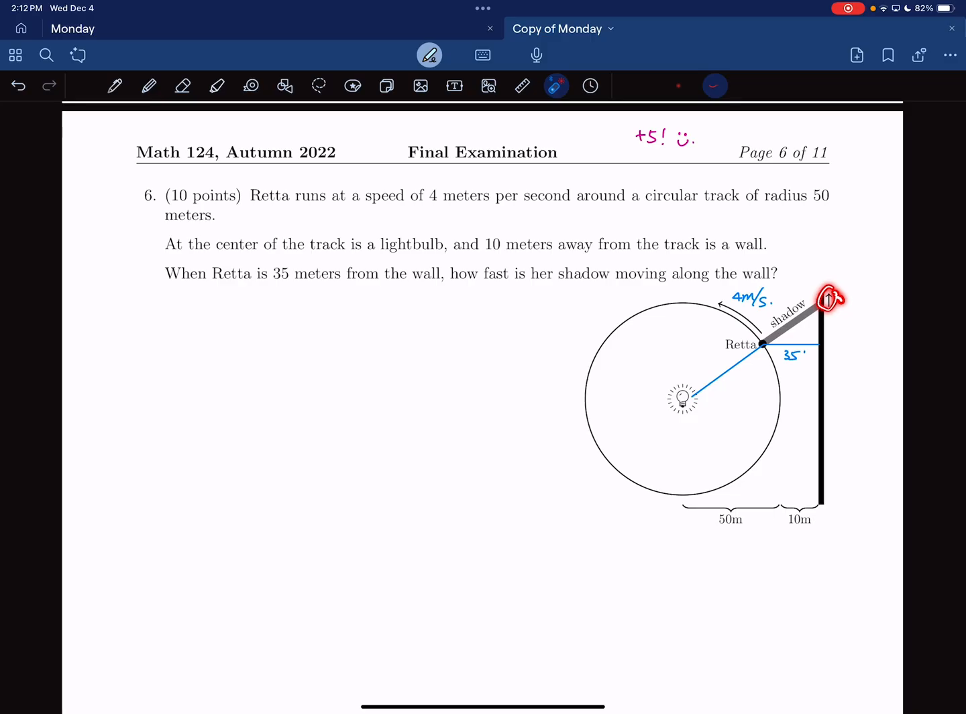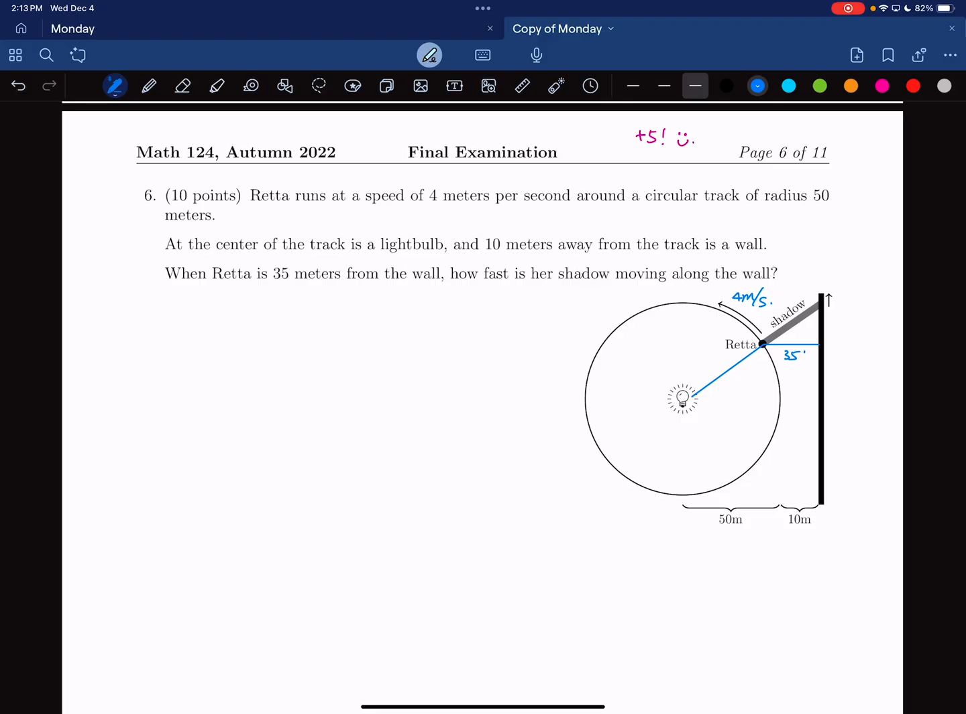Does that make sense? The way this shadow is formed is by connecting a line from the light source to Retta and then intersecting the wall. Now, the first step to solving the related rates question, now that we understand what the question is asking for, is to figure out what variables we should assign. What variables should we assign to figure out how fast her shadow is moving along the wall? It's not obvious right off the bat.